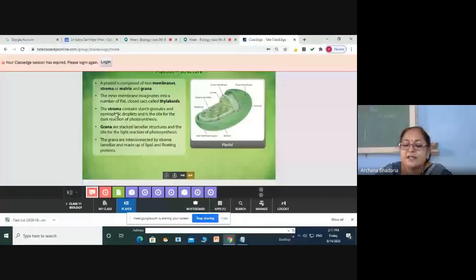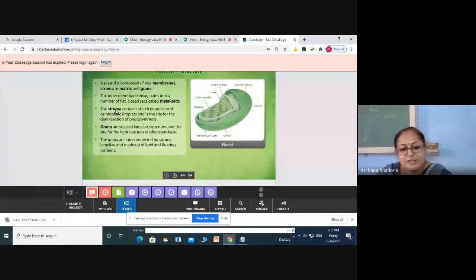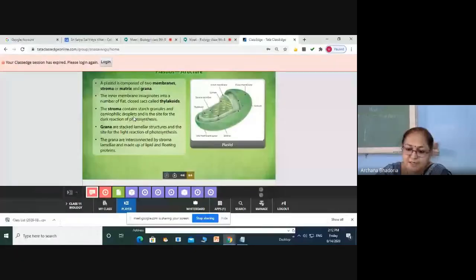So first component is the membranous covering. Second structural component is stroma. So what is stroma? The fluid which is filled inside the chloroplast is known as stroma. And write down what this stroma contains. It contains starch granules, osmophilic droplets, and enzymes. It also has the DNA, children. You know that two organelles are autonomous organelles, that is your mitochondria and chloroplast. So the stroma also has DNA and ribosomes.